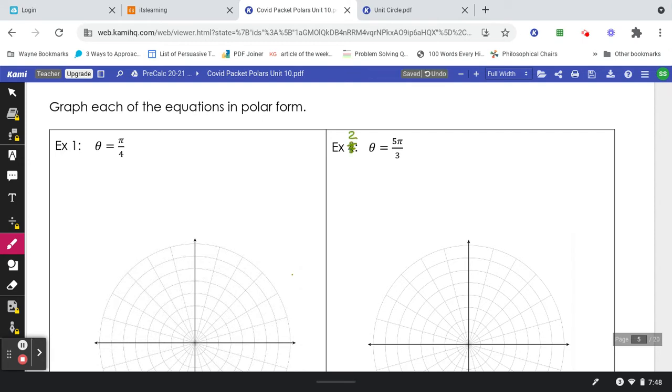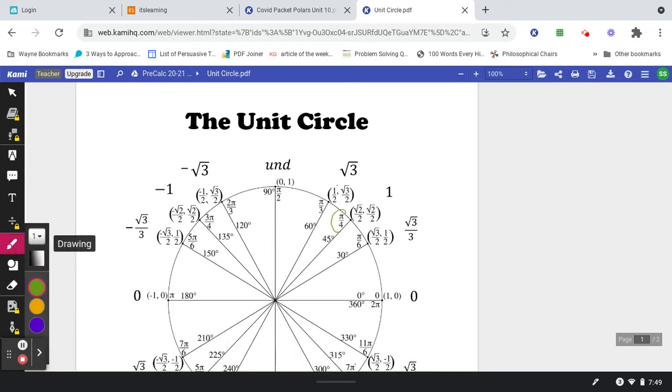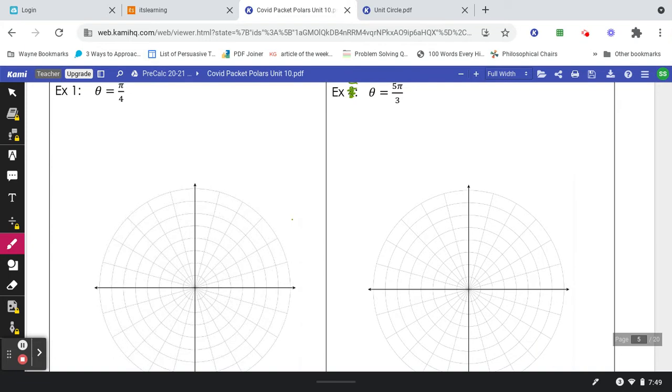All right, so for example number 1, we have theta equals pi over 4. So pi over 4, if you think about it on the unit circle, is right here. So when we want to draw a line towards pi over 4, we're going to start from the center, and we're just going to draw that line towards pi over 4. So on our graph, you just kind of have to take your unit circle and see which one is the pi over 4, and then you can graph that line. So pi over 4 would be right here. I'm going to start from the center and draw my line out towards pi over 4. And then I'm just going to extend that line along the other direction.